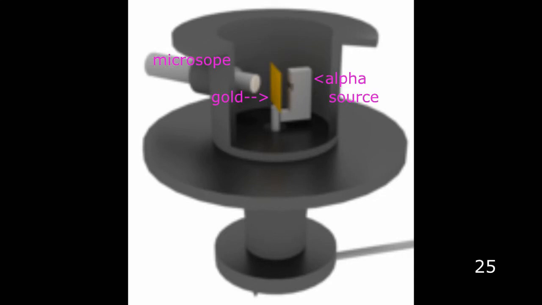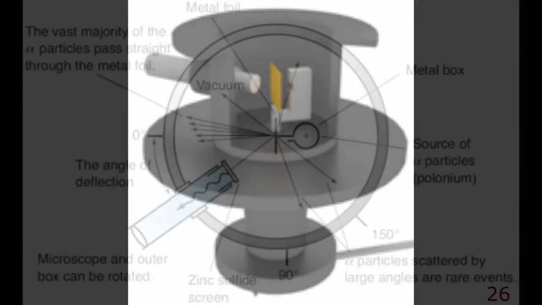A scintillation screen is a screen that glows or lights up every time even one alpha particle strikes it, so that by looking through the microscope, you could detect any time an alpha particle struck the scintillation screen. The cylinder to which the microscope was attached could rotate 360 degrees around the gold foil, making it easy to measure the angle at which the alpha particle struck the screen.